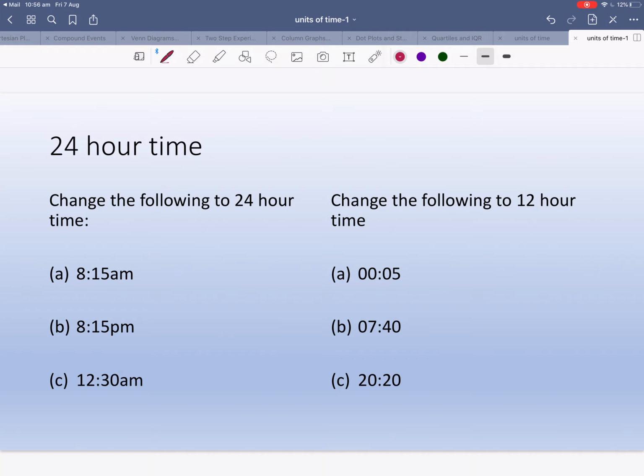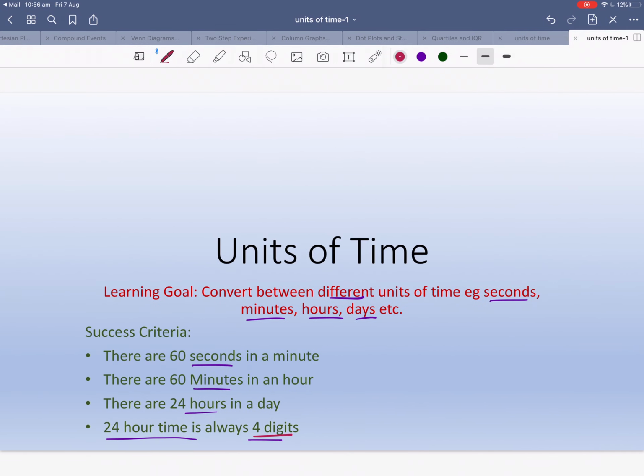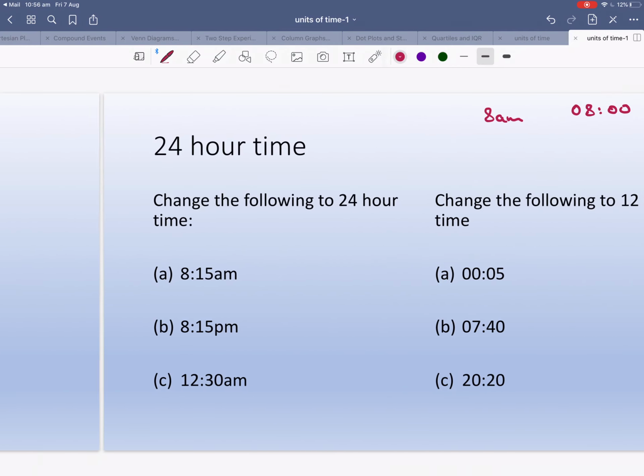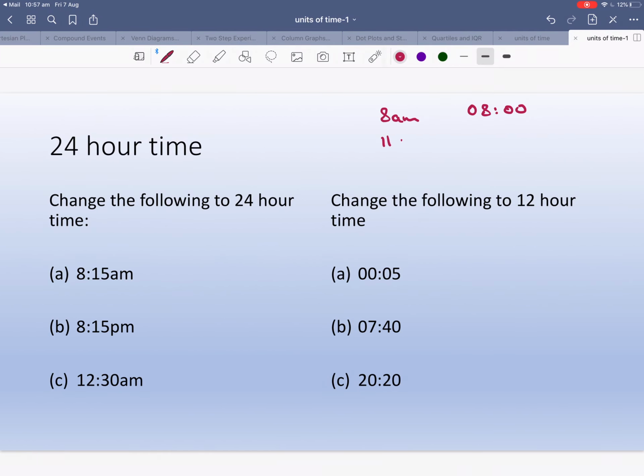Now, 24-hour time is where essentially, and you use this all the time, you don't have AM or PM, okay? So we're going to change it from AM to PM. So essentially, anything you get from, say you got 8 AM, we write that as 0800. So we always write as 4 digits as what the success criteria talks to us about, okay? 11 AM will be 1100. So notice we need to put the place value of the 0 if we need to.